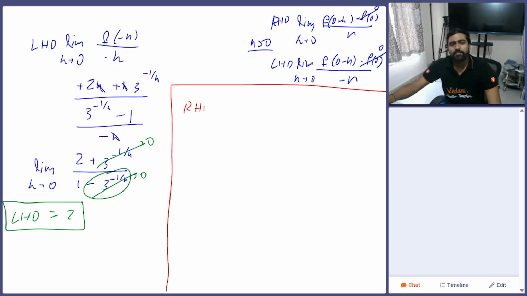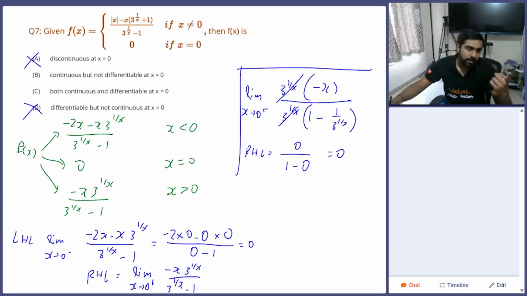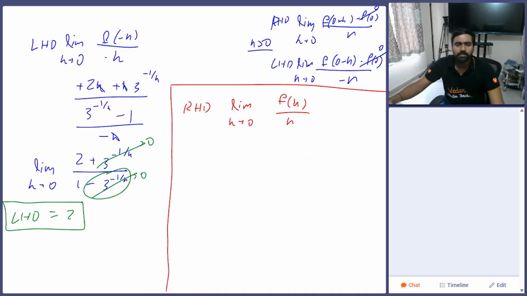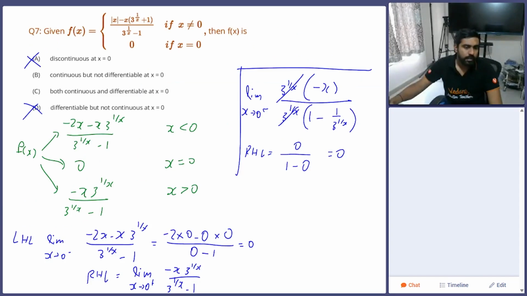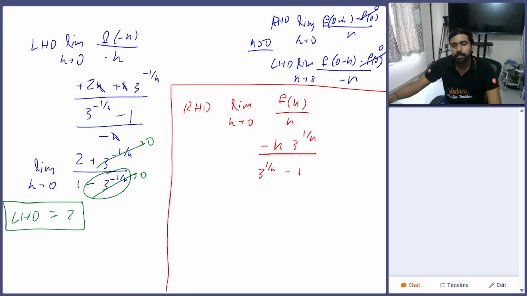For right hand derivative, now here we will do limit h tending to 0, f of h divided by h. Now here which definition will we use? We'll use the x greater than 0 definition. That is minus x into 3 power 1 by x divided by 3 power 1 by x minus 1. So this will become minus h into 3 power 1 by h divided by 3 power 1 by h minus 1.